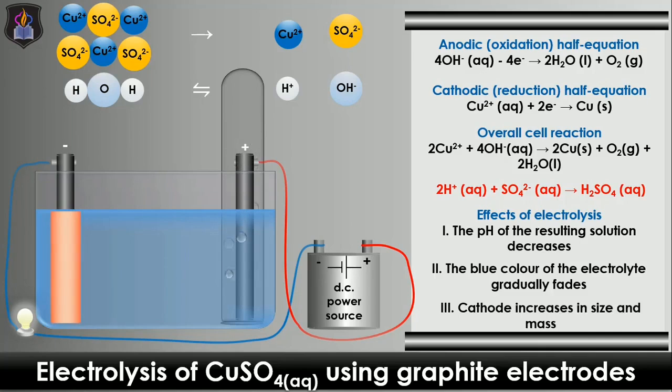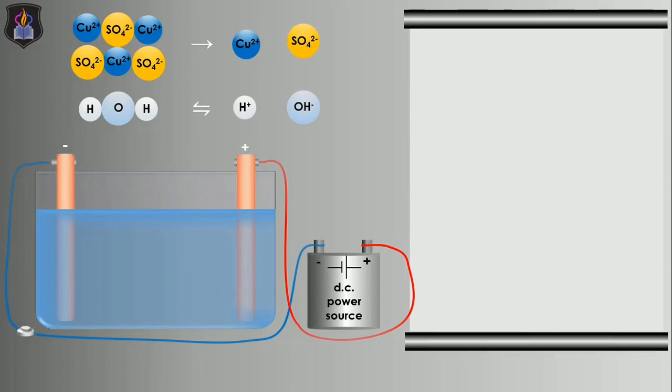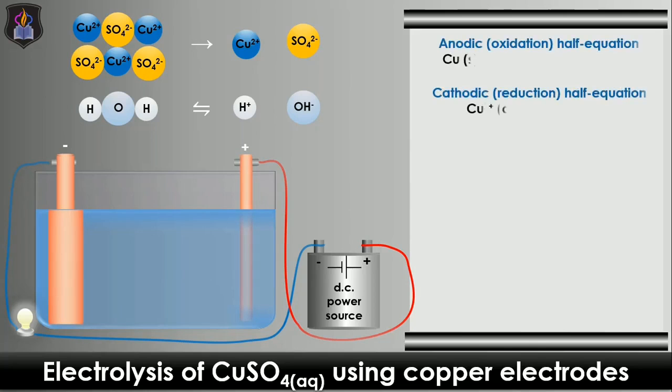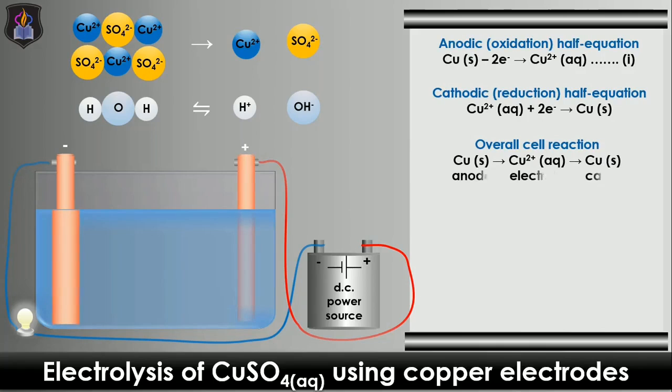In the electrolysis of copper 2 sulfate using copper electrodes, there is no discharge of ions except copper 2 ions at the electrodes. This is due to the interference of the copper electrodes in the electrolytic process. So, the copper anode goes into the solution and replaces the copper 2 ion deposited at the cathode as metallic copper, as shown in the equations of reactions.